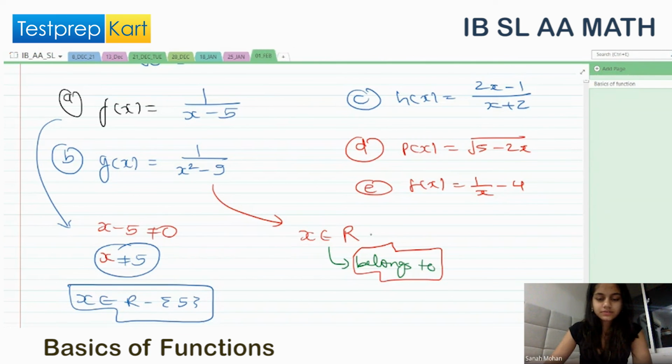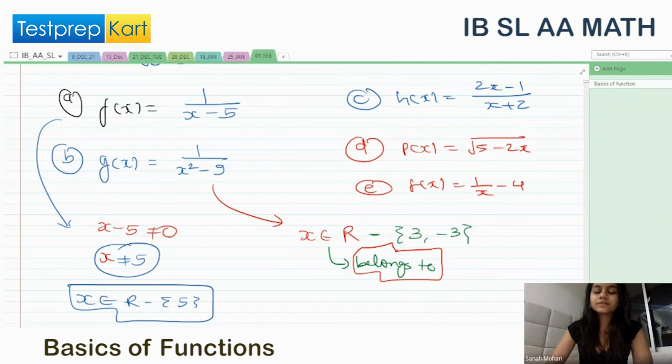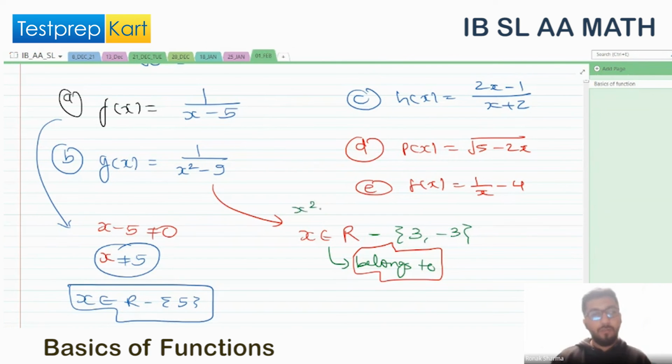-3. See, we call it x belongs to R except 3 and -3. Why? Because x squared minus 9 should not be 0. So, sir, x should not be plus minus 3. Good. So you are able to tell me the domain now. Come on. Go for C part, D part. Yes.